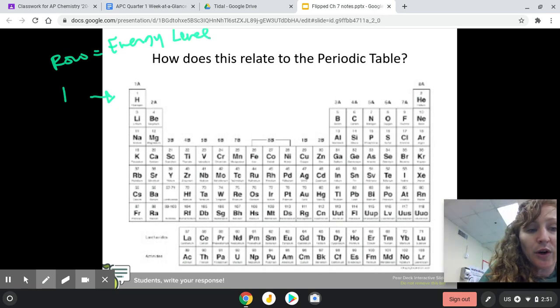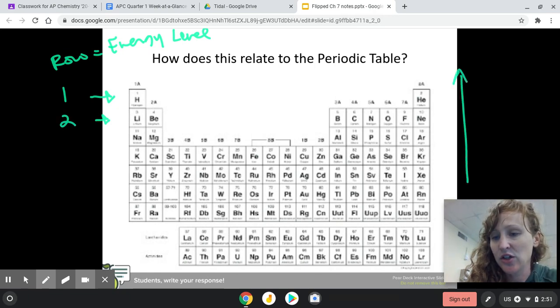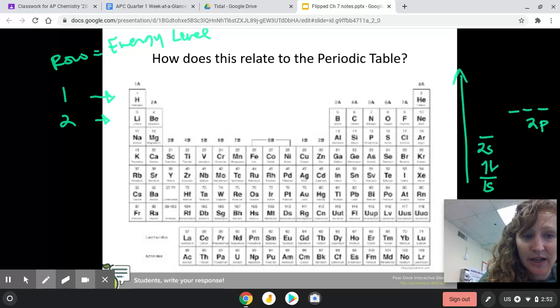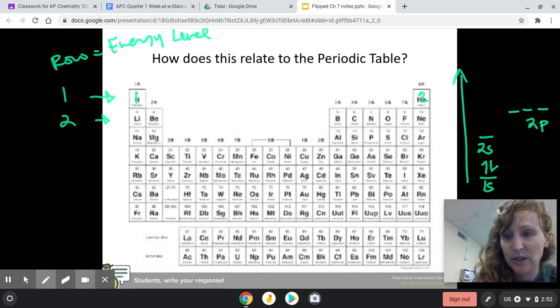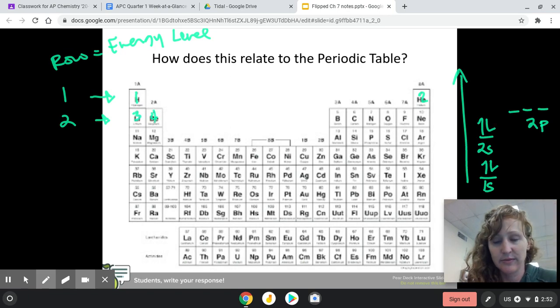The second row corresponds to the second energy level. And if we think about that energy level diagram, 1s, 2s, 2p, notice that the 1s orbital can hold 2 electrons. So here's electron 1 and here's electron 2. And the 2s can hold 2 electrons. So here's electron 3 and electron 4. Right? Okay, so all of those electrons are going into the S block.